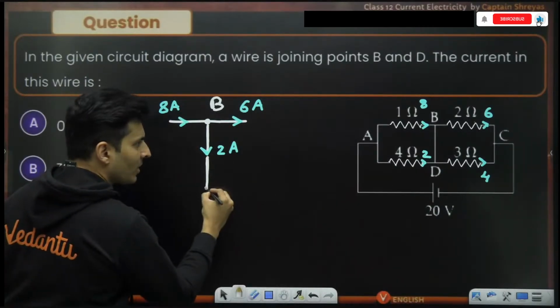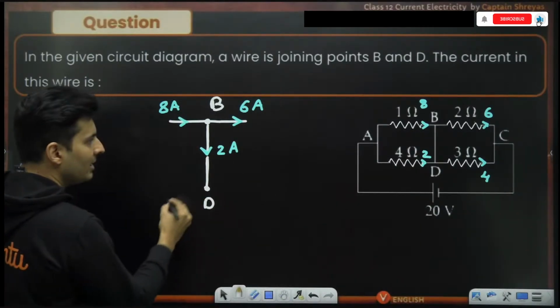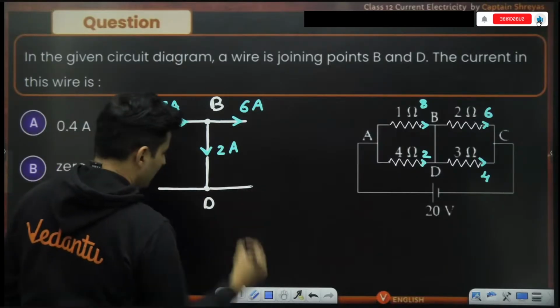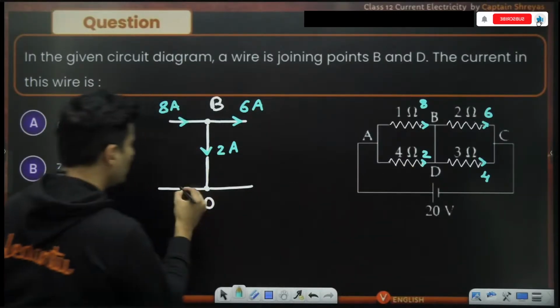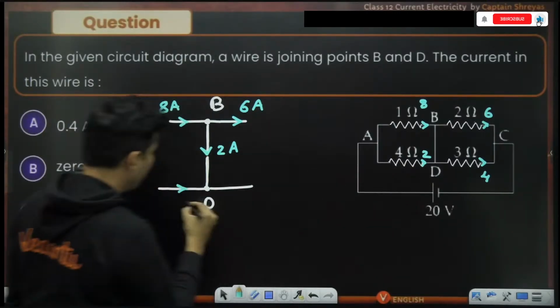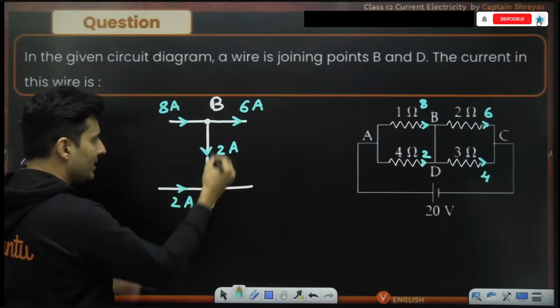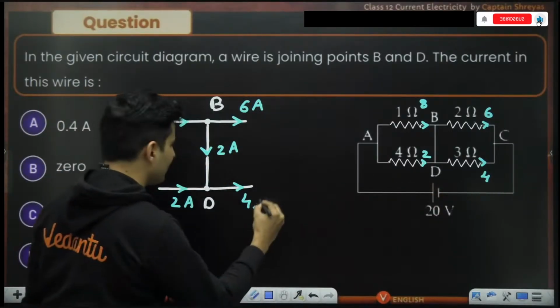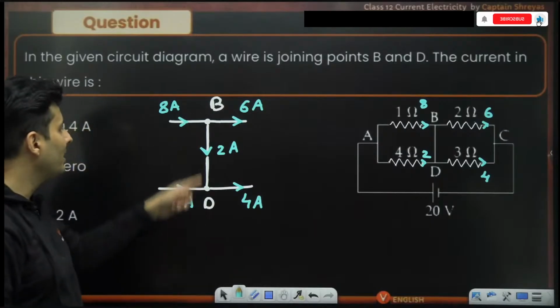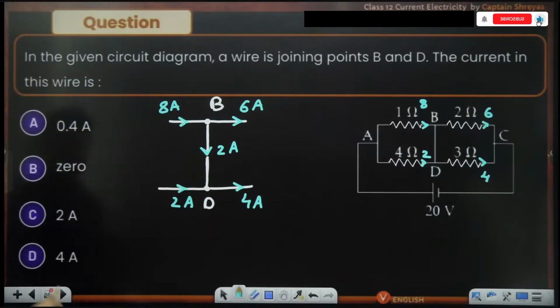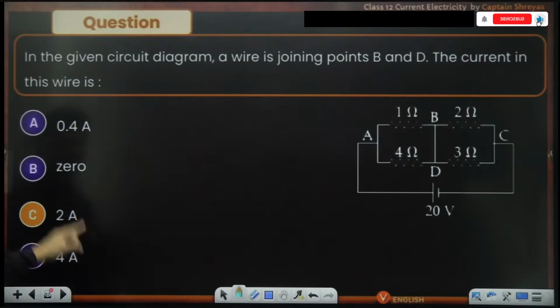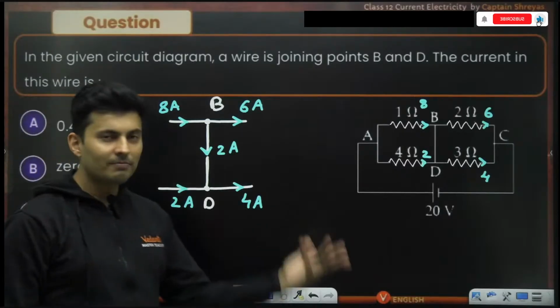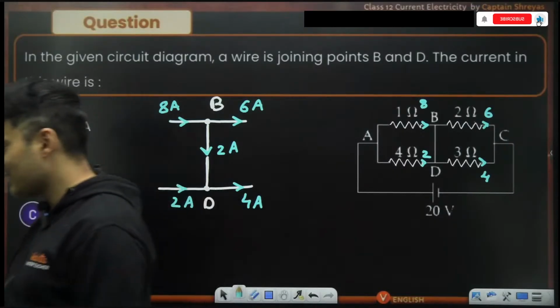Don't worry. Even if it goes to point D, from this side you are getting 2 amperes. This 2 and this 2 will combine and become 4, which is exactly the case. So between point B and D, how much current is going? 2 amperes. So that is the answer. C for Captain Shreyas.